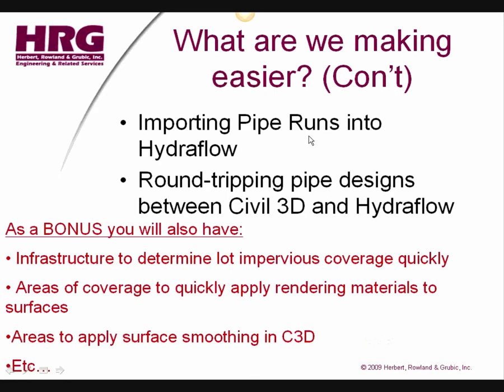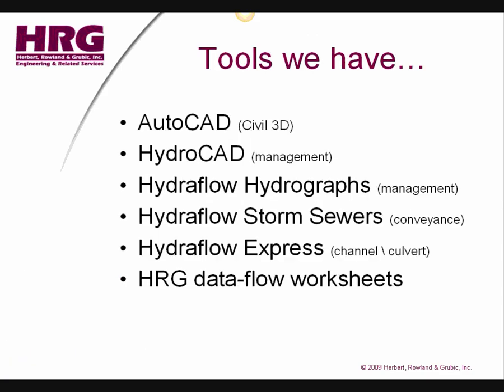What we're going to get as a bonus from this, from how we're determining these areas, is that we're going to be able to quickly determine lot impervious coverage. This doesn't really have to do with stormwater, but more with zoning. We'll have areas to apply rendering materials quickly, which has more to do with some fancy rendering, not really stormwater, but you'll have that utility. And you'll have areas to apply surface smoothing, which is another thing for grading. But you can see you get a lot of infrastructure to do these different tasks.